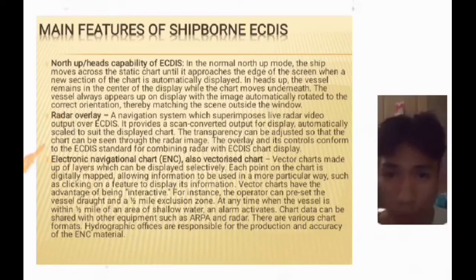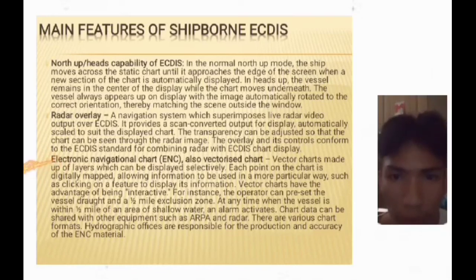So finally, the electronic navigation chart, also vector charts. Vector charts are made up of layers which can be displayed selectively. Each point on the chart is digitally mapped, allowing information to be used in a more particular way, such as clicking on a feature to display its information. Vector charts have the advantage of being interactive. For instance, the operator can preset the vessel's draft and a half mile occlusion zone. At any time when the vessel is within half a mile of an area of shallow water, an alarm activates. Chart data can be shared with other equipment such as ARPA and radar.